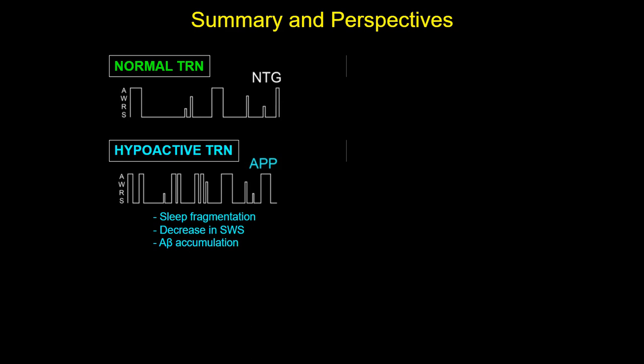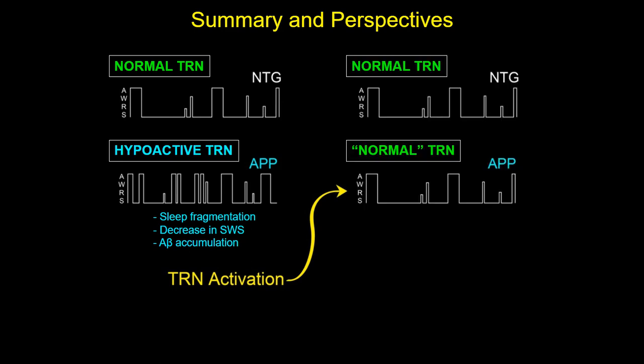So with all that being said, decrease in TRN activity in APP mice gives rise to sleep fragmentation and decrease in slow wave sleep early in the disease and increase in A-beta plaque accumulation. Affected sleep patterns that are observed before memory impairment and A-beta plaque deposition could be the leading cause for the progression of the disease condition and might be so in AD patients. When we activated TRN using DREADDs, we normalized activity in TRN and improved sleep maintenance, increased slow wave sleep, and decreased A-beta plaque accumulation.